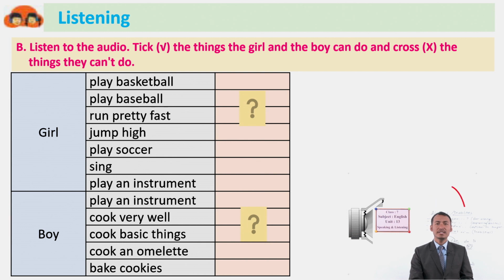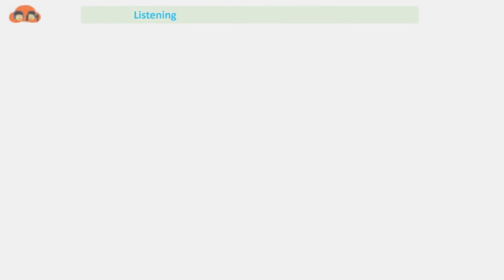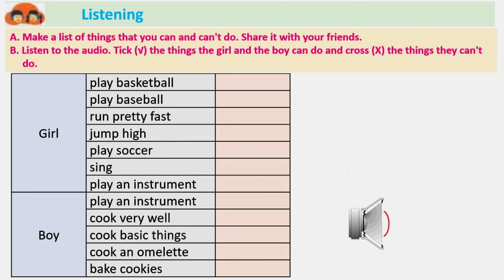Okay, well students, I hope you have got the ideas about the abilities of a girl and the boy. And now we are going to listen to the same audio for the second time. At this time you are going to tick or cross the activities that they can do and cannot do. Now, are you ready? Okay, let's listen.